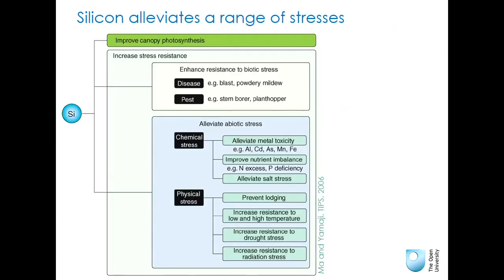While it's considered not essential, it does seem to help plants tolerate a huge range of stresses. These can be biotic stresses, so we see that adding silicon to plants stressed by disease or by pest insects will reduce the severity of the damage. We also see, as we saw in the previous talk, alleviation of herbivory damage in natural systems. It also seems to alleviate a range of abiotic stressors, including salinity, drought, heavy metal and chemical stresses, and physical stresses like wind damage, heat damage and high light damage. So we see a whole range of situations where adding silicon seems to help stressed plants.